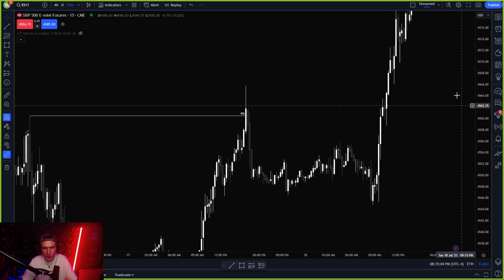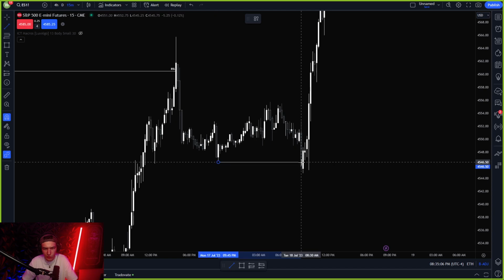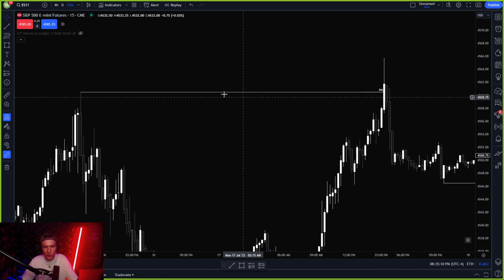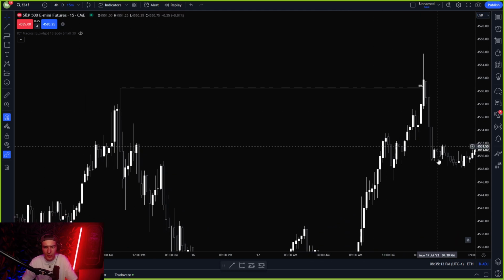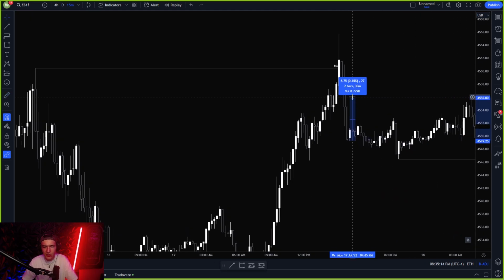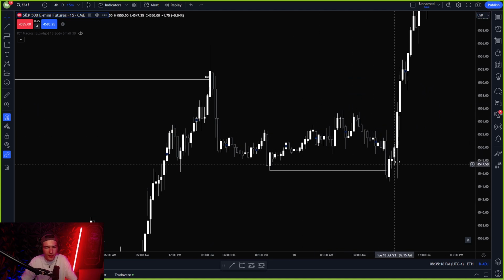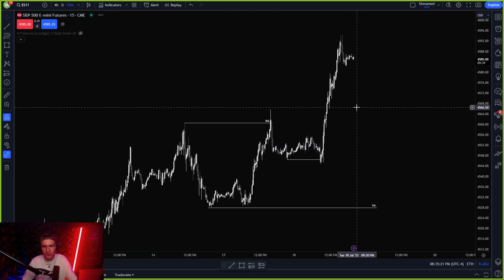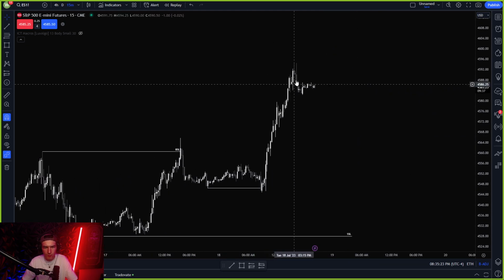The draw on liquidity became clear to us because we could have an actual 15-minute low being swept and then displacement back up. Okay, that tells me the draw is higher. When we sweep this overall high here and we get displacement low, I need to see some more structure start to form for me to get a better understanding of what the overall bias is. So looking at the 15-minute right now, big move to the upside.